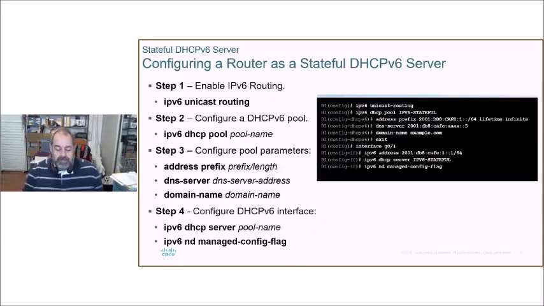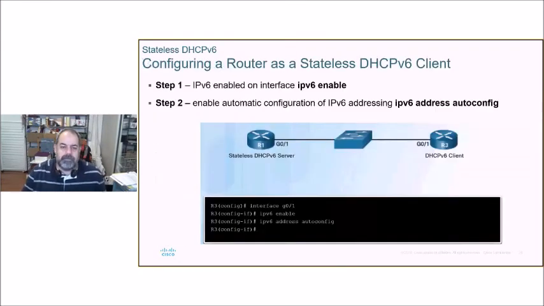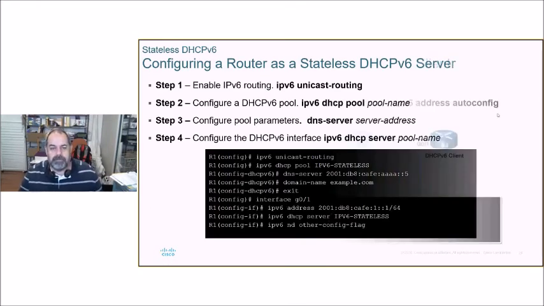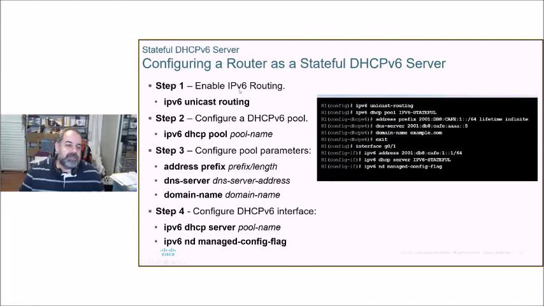So that was stateless, where we had just extra information in that stateless pool. Now we're going to do stateful. And so again, of course, we need to turn on IPv6 unicast routing. We need to create a pool with a pool name. So here we're doing IPv6-stateful. We need to, of course, supply the address prefix. And we're giving it a lifetime of infinite. So we've got a lot of addresses, I suppose. DNS server name, domain name, and that's all you need to do.